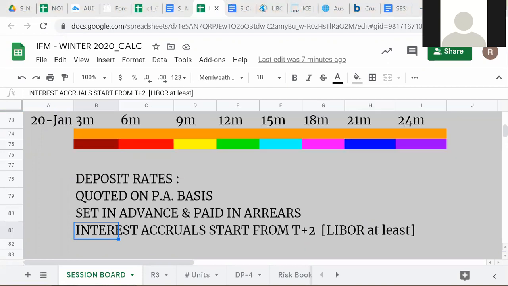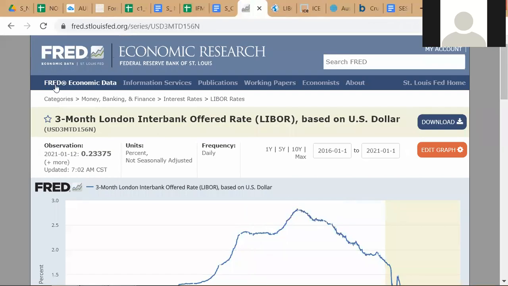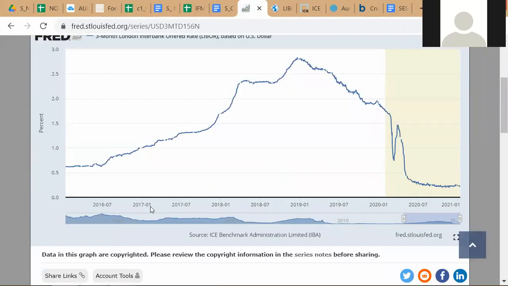That's the chart I was trying to show you, LIBOR rates. Let me see. These guys have made it so difficult to look at LIBOR rates now. The 3-month London interbank offer rate based on US dollars. Okay, let's have a look at this. Yeah. So this is a very good website. I think I've given you this website before. FRED, the Federal Reserve Bank of St. Louis. They have very good data actually. So if you're doing any data analysis, you can look at this.